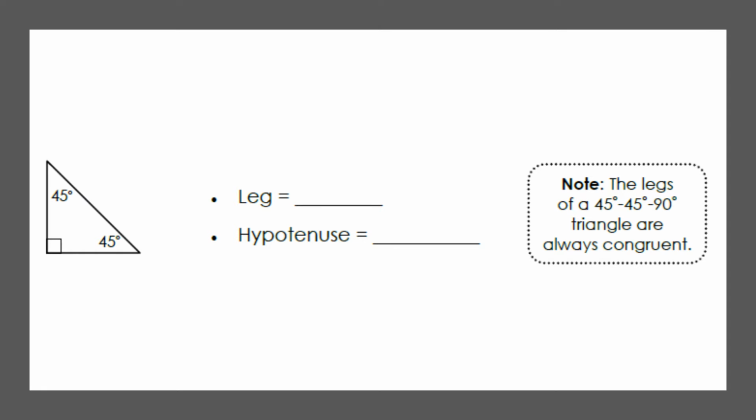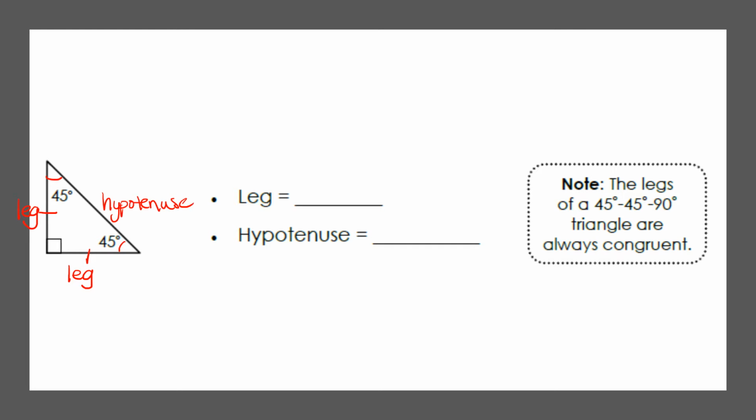The 45-45-90 triangle has two angles that are both 45 degrees, which means that these two angles are congruent, which then makes both of these two sides, which are called the legs, congruent. The other side that's across from the 90 is of course called the hypotenuse. We should know that by now.